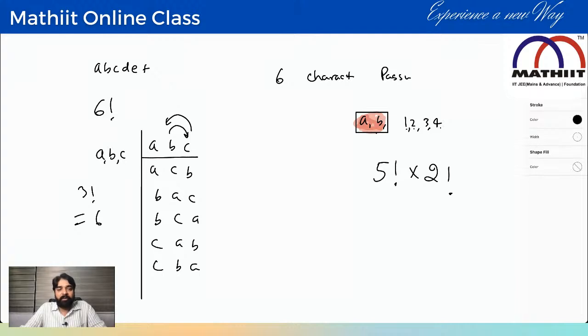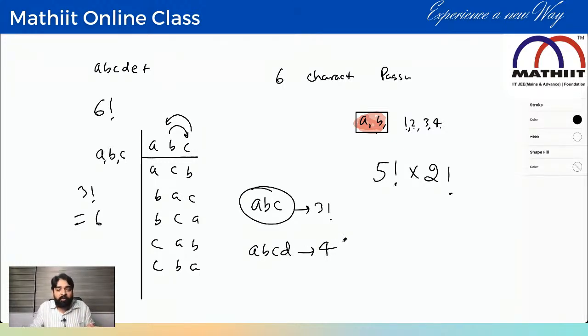5 factorial into 2 factorial. How did 5 factorial come? Because a total of 5 objects is there, so that can be arranged in 5 factorial ways, into the internal arrangement. Remember the wording I'm saying, it's going to be used in future. Internal arrangement means, whoever is inside the box, in how many ways can they do internal arrangement. If anybody asks in how many ways A, B, C can do internal arrangement, meaning interchanging of position, that is 3 factorial. In how many ways A, B, C, D can do internal arrangement, 4 factorial.